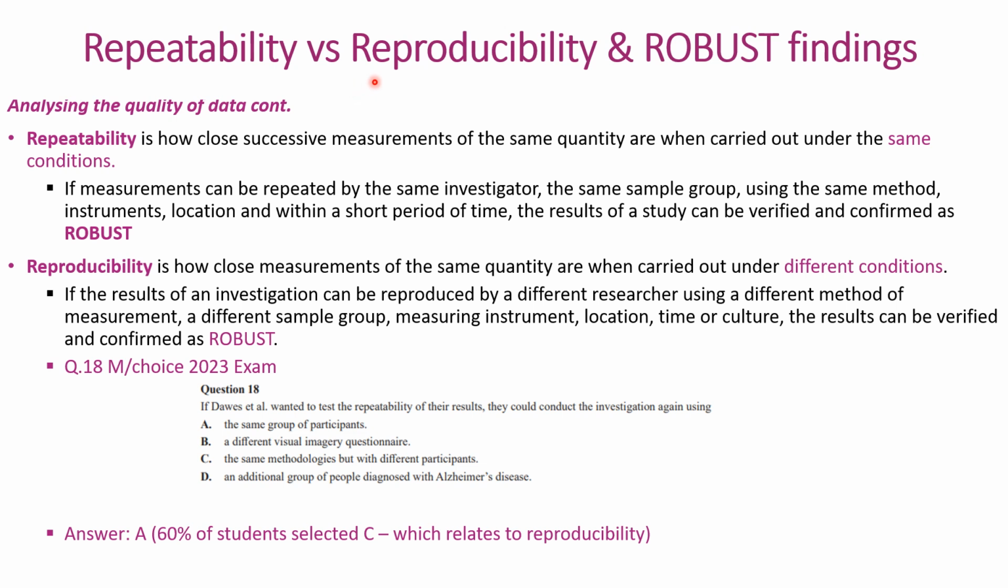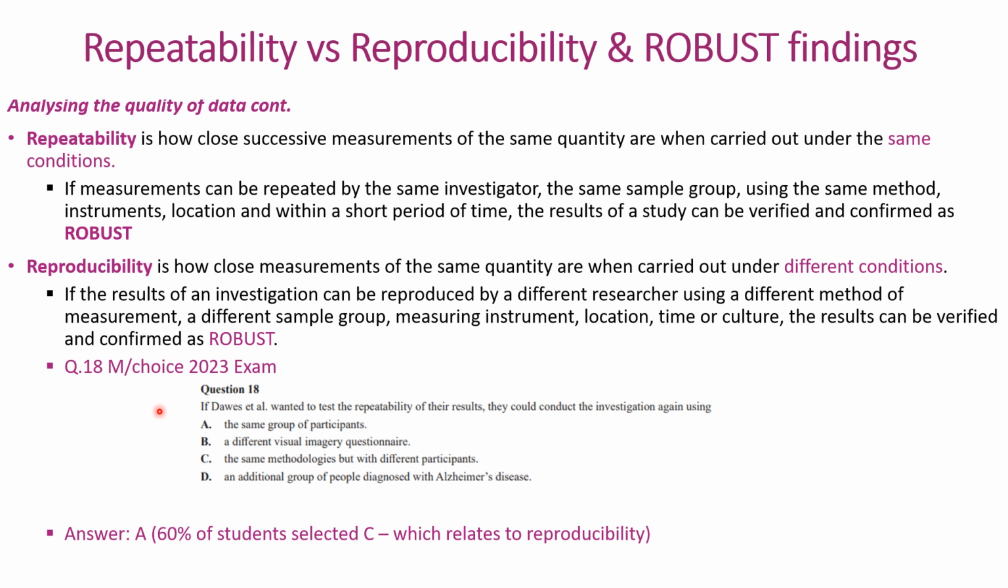Now, on the subject of precision, repeatability is a good way to determine that, because what we'll need to do is repeat the test under the same conditions with the same cohort. And if we're getting the same results, then we can say that we have precise data. Reproducibility, if we want to determine our external validity, that's when we basically carry out our test under different conditions with a different cohort. So check out this multi-choice question from last year.